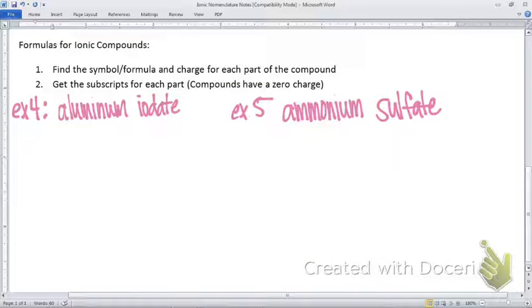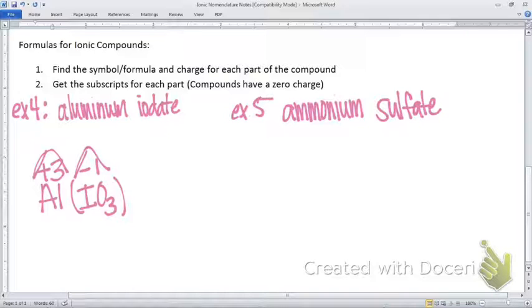Now let's get the formula for aluminum iodate. Aluminum is a metal with the symbol Al. Its charge is positive 3. Iodate is a polyatomic ion, IO3, with a charge of negative 1. Remember, I asked you guys to put polyatomic ions in parentheses. Plus 3 and negative 1 are not going to cancel out to give us 0, so we need to find their least common multiple. In this case, the least common multiple is 3.